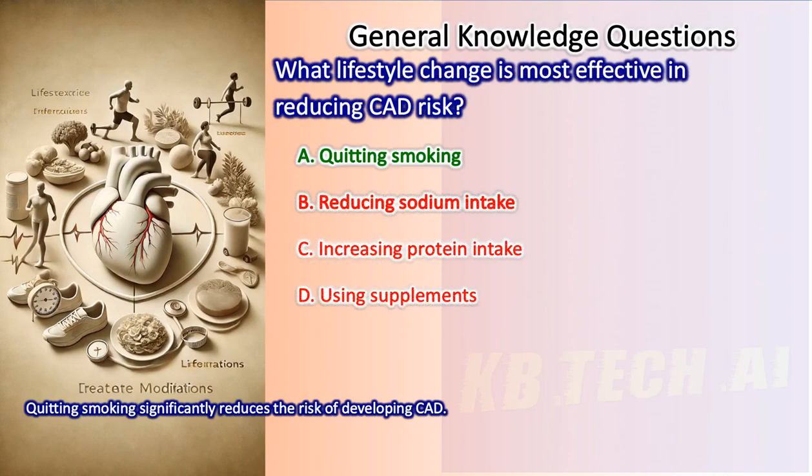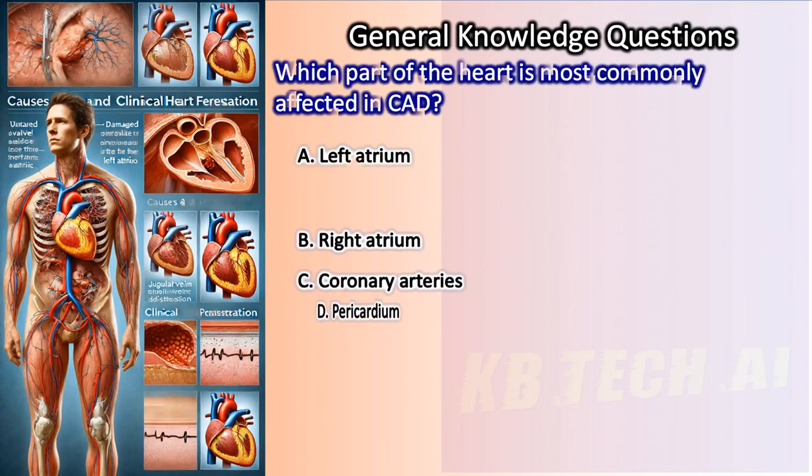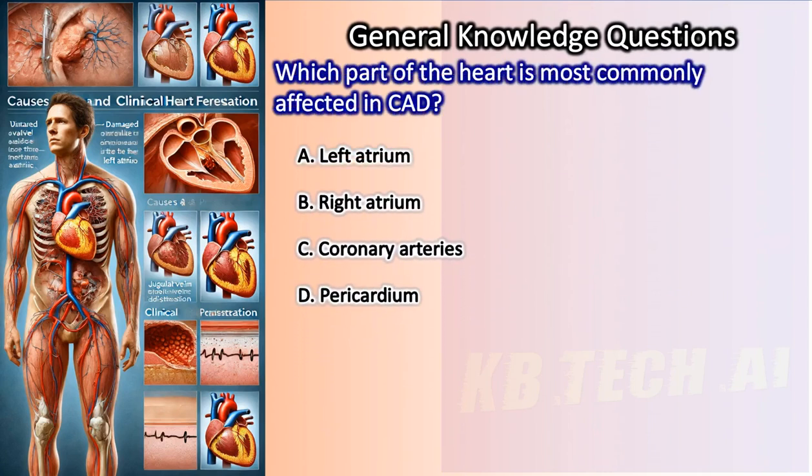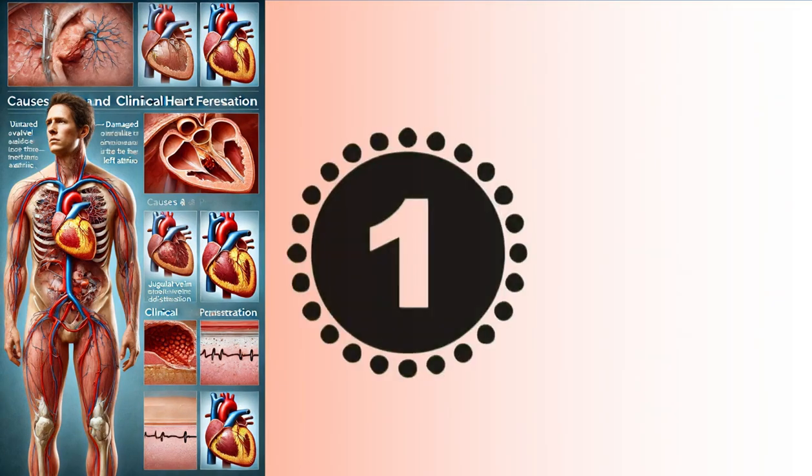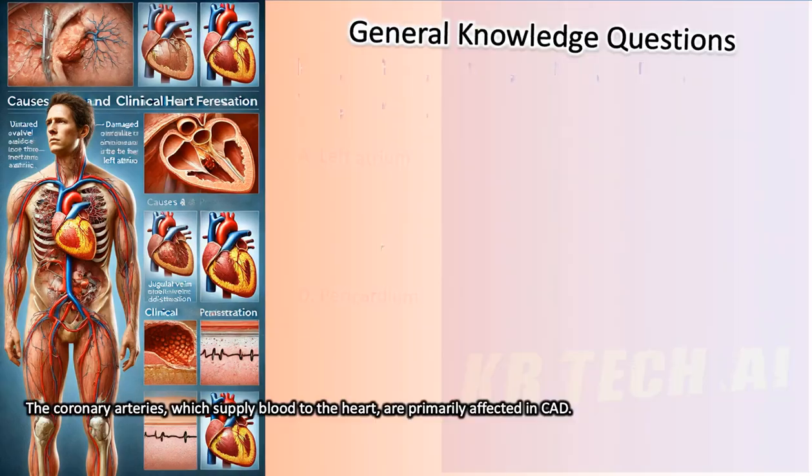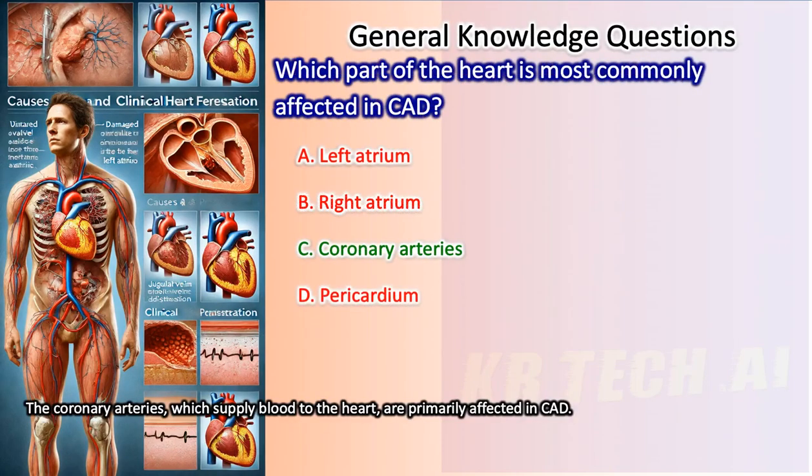Quitting smoking. Which part of the heart is most commonly affected in CAD? Option 1. Left atrium. Option 2. Right atrium. Option 3. Coronary arteries. Option 4. Pericardium. The answer is option 3.